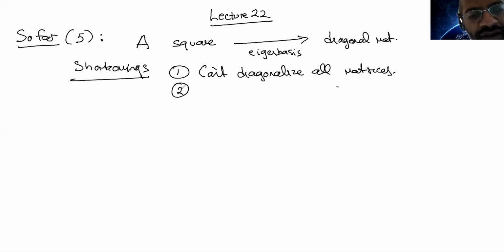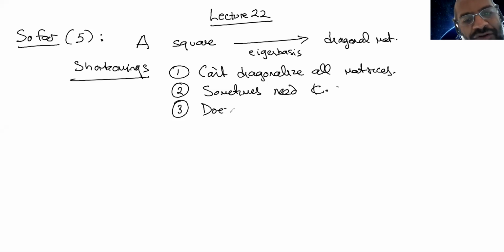Another, maybe more minor point is that sometimes you have to use complex numbers. There are some matrices that you can't diagonalize with real numbers, but you can with complex numbers. But this is also maybe a little annoying depending on your application. And the third point, which is really not a shortcoming, but just a feature of the setup, is that it doesn't make sense for rectangular matrices, right?